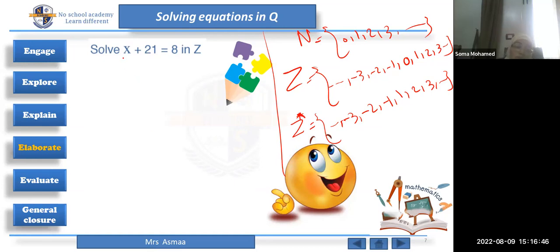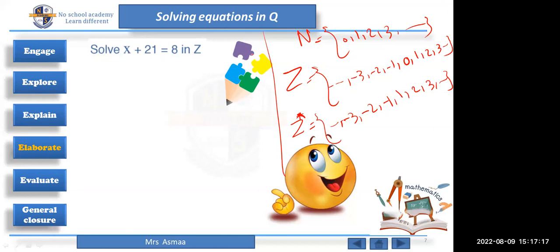Who can solve x plus 21 equals 8? Each one, please solve and send your answer in the chat box, or open your cam and show me your answer. Send your answer in the chat box. Yassin, show me the problem so I can write it in the chat box.